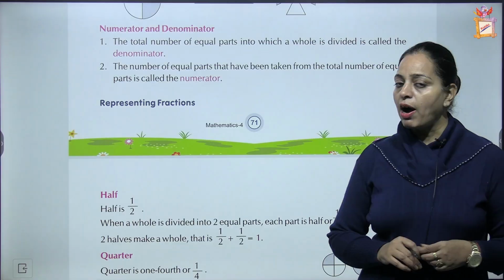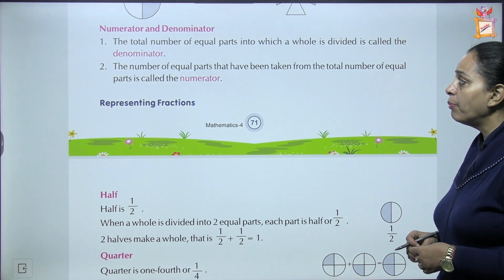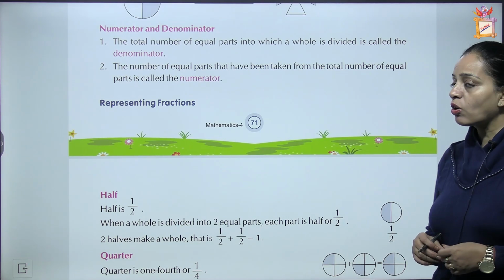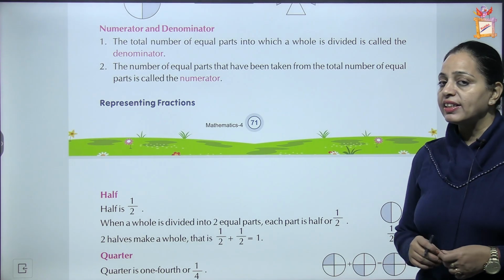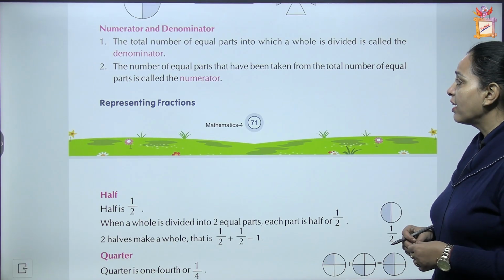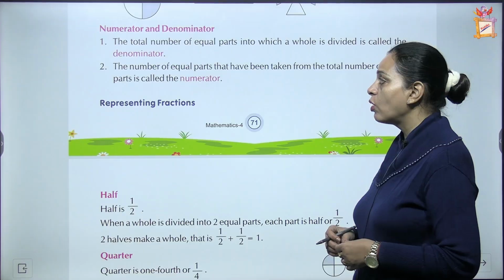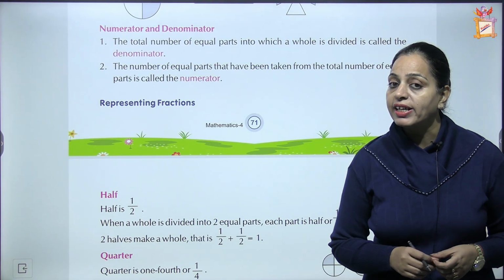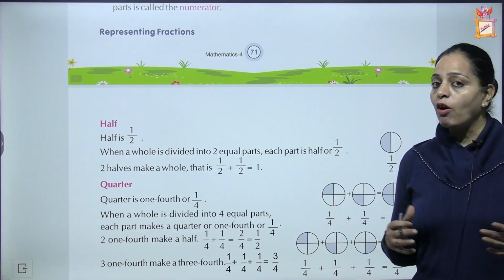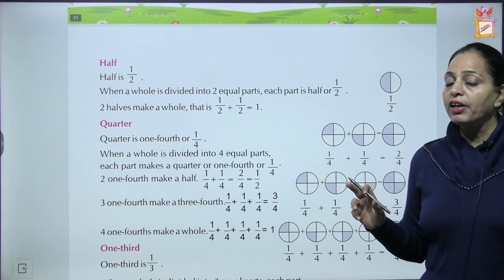Now we are talking about numerator and denominator. The first one: the total number of equal parts into which a whole is divided is called the denominator. And the second one: the number of equal parts that have been taken from the total number of equal parts is called the numerator, right?